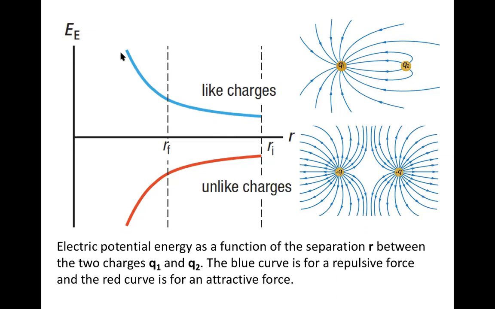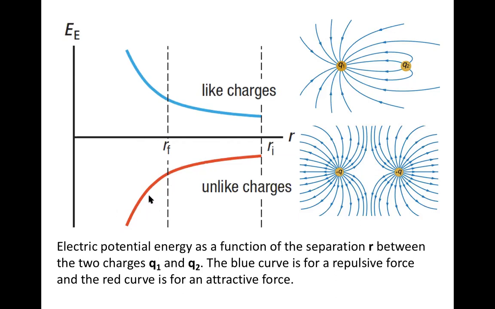The blue line is for if you have 2 like charges. And as they get closer and closer, the EE is big and positive. A very strong repulsion will push them apart. So there's a lot of stored energy, and if we let them go, they'd fly off. So the stored electrical potential might turn into kinetic energy.